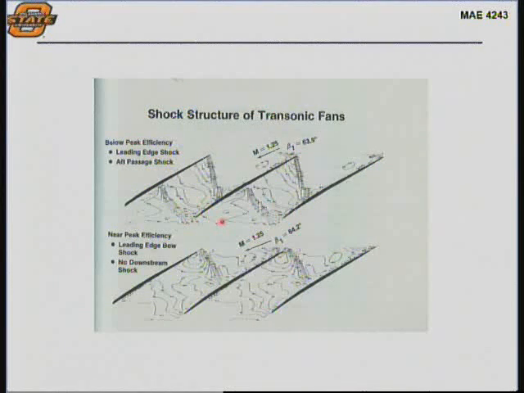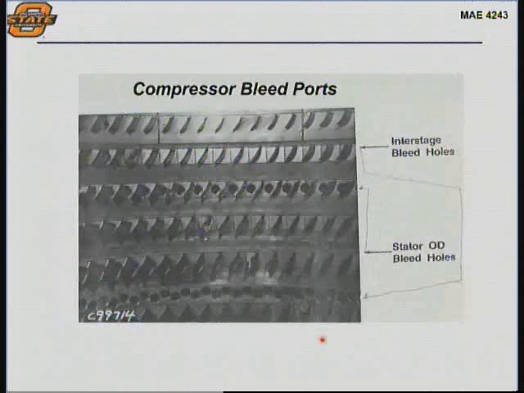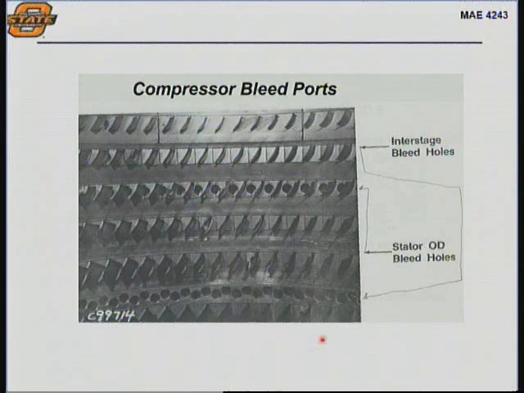Here are some CFD solutions. This is below peak efficiency. This is near peak efficiency. So you can see the difference in the strength of the shocks and where they're located. And this is just a picture of some bleed ports. I don't think I need to go into that.